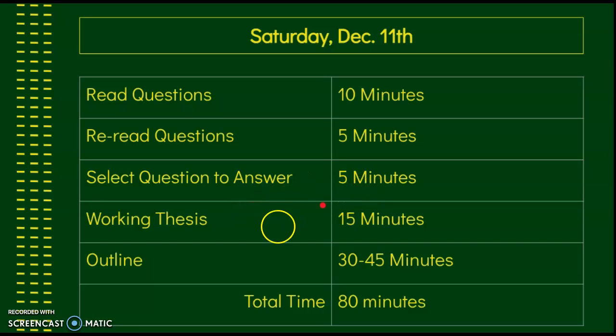That should be 5 minutes. You should start working on the thesis statement and the introduction, and that should take you about 15 minutes, and then an outline. And the outline is really important, right? The outline I think is a great stress management tool. It gives you a plan and a direction for your writing. And so that should be 30 to 45 minutes. So that's roughly 80 minutes, a little over an hour to prepare the essay.